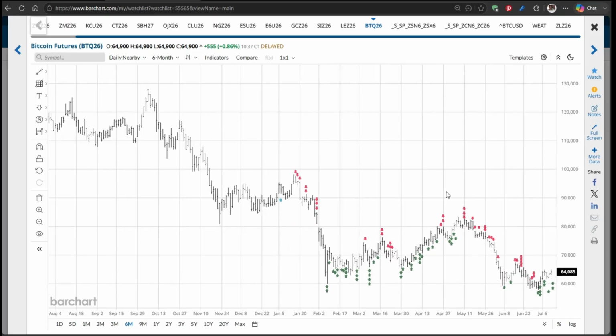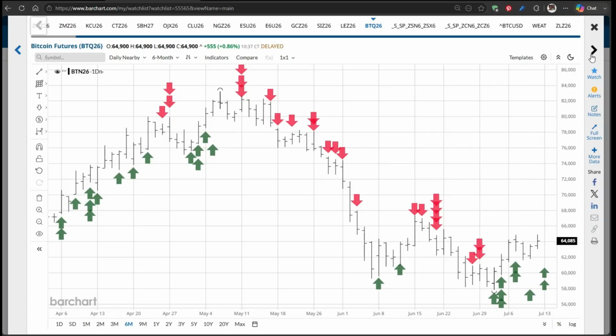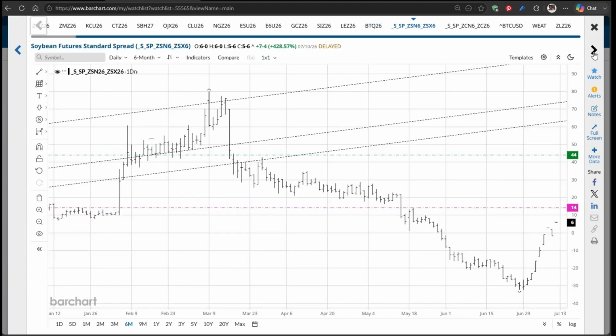This is the Bitcoin futures. You can see I've kind of drawn some stuff here in one of the master chart lessons I'm doing. Nice little bottom. I won't get into it. All right, and I'm going to sign off.